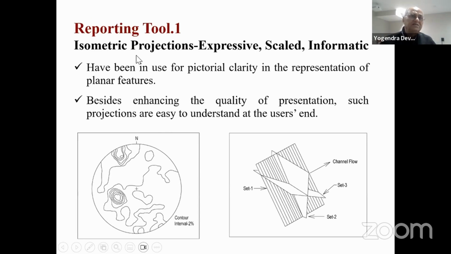And likewise, there are some tools in reporting also. I consider these isometric projections very expressive, to scale, and informative. So this is a tool. Likewise, you are giving these stereo plots in the report. Along with that, you can give the physical perception of these sets which you have got here. Like in this, the stereo plot gives us that the channel flow is like this. Now you can see that of the joints, one is dipping downstream gently or moderately, one is dipping upstream steeply, and the other one is dipping into the right bank.